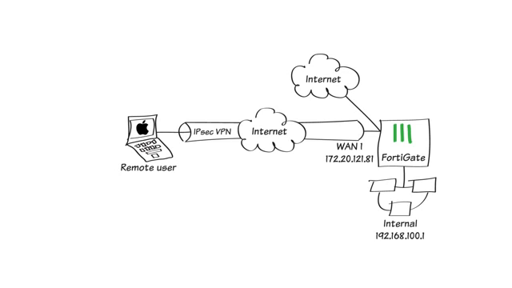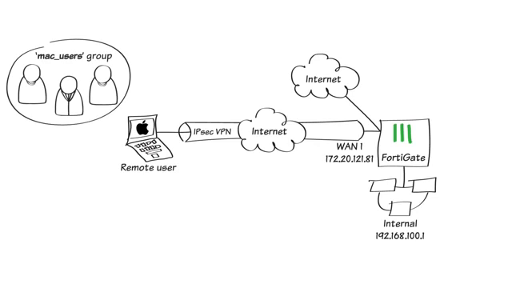This video assumes that you have already created a user group called Mac users and an internal firewall address. The FortiGate will provide the user with an IP address when they connect. You should also define the IP range for Mac users and ensure that no other interfaces on the FortiGate use this range to avoid subnet overlaps. We are using OSX Yosemite version 10.10.2.